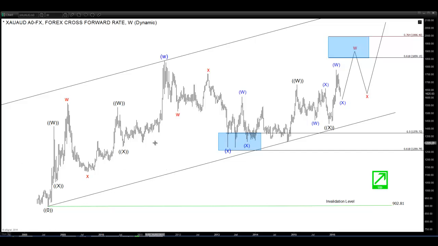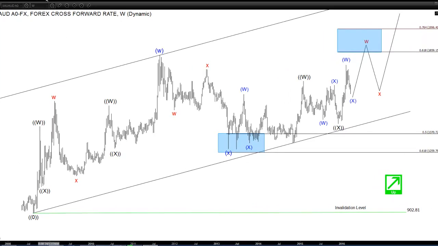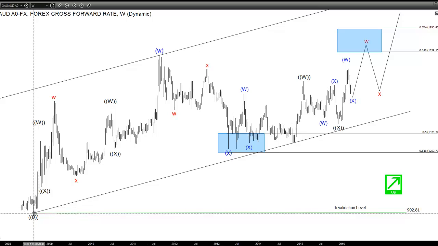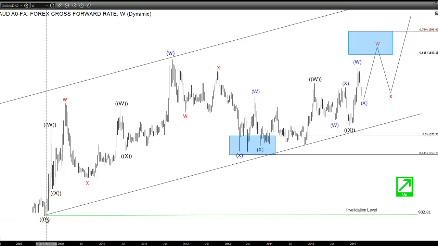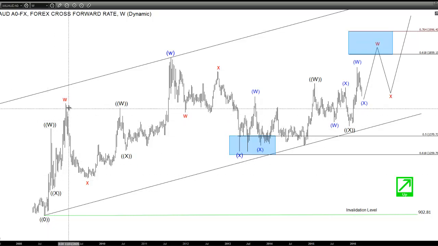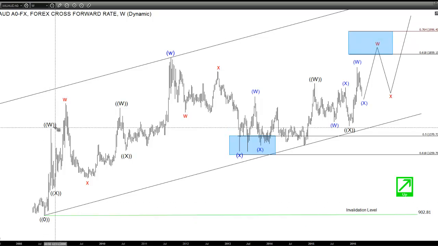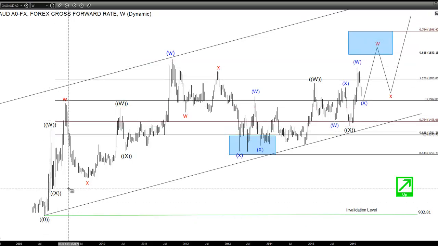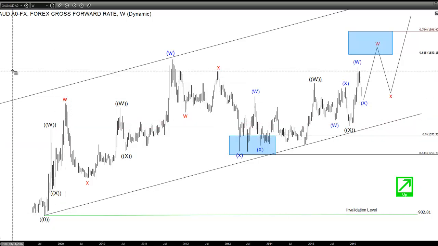Right now we're looking at the weekly chart of gold against the Aussie dollar. Starting from the low in 2008, gold against the Aussie dollar made a three-wave move up labeled the WX and red W. It's a WXY structure here. It almost reached the equal legs from this low here.